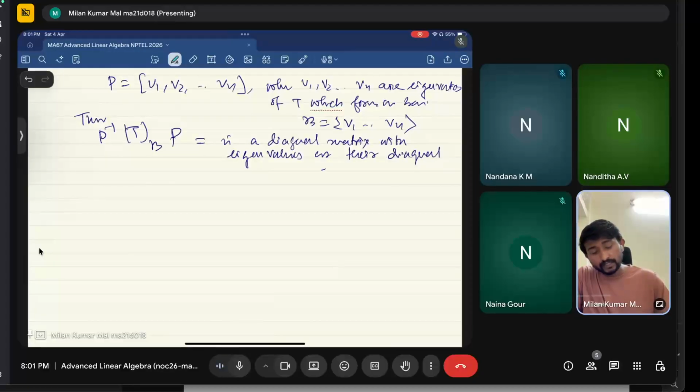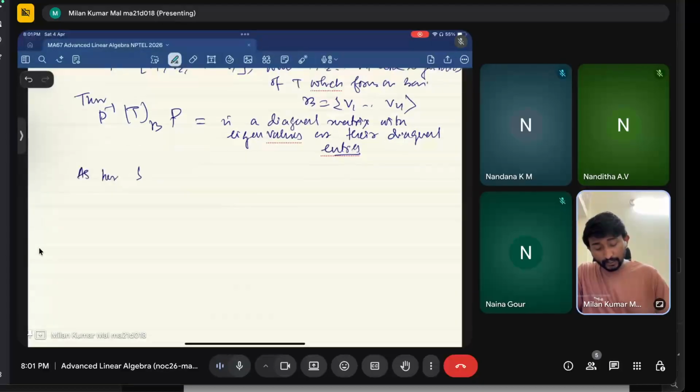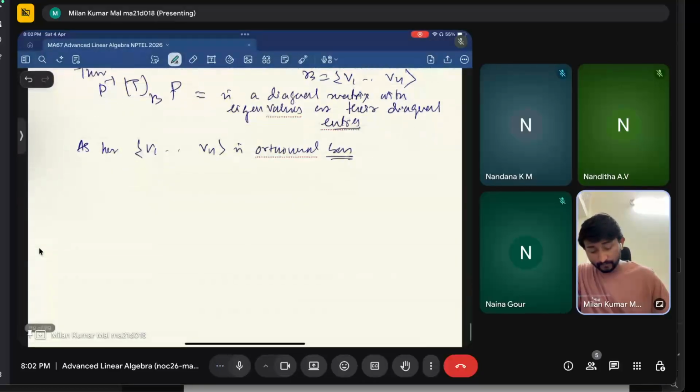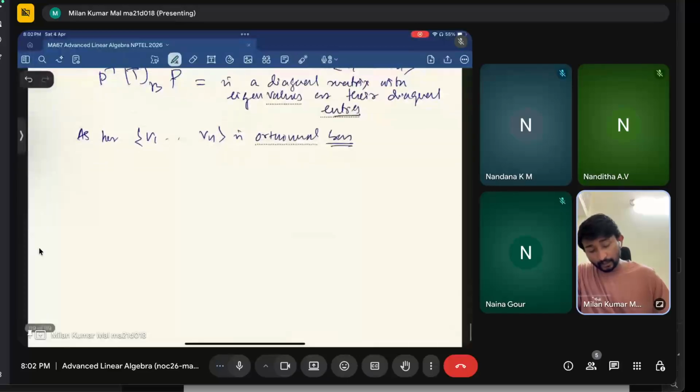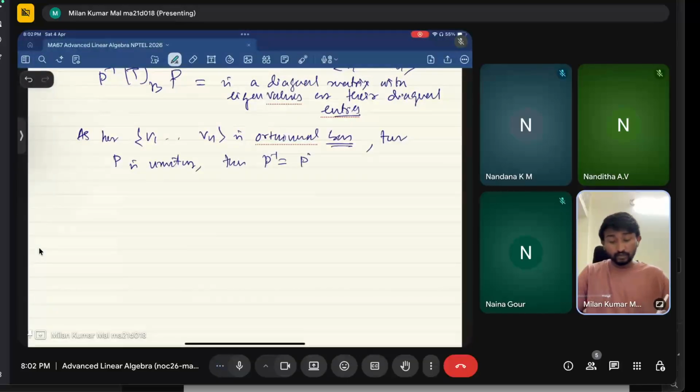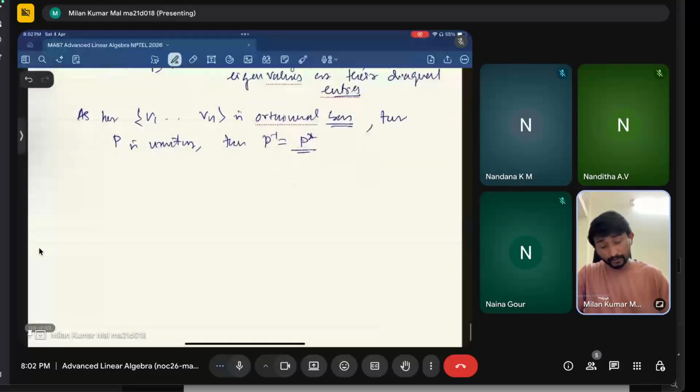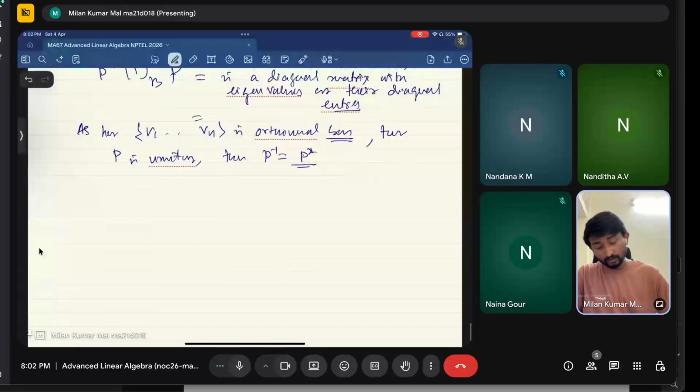This is coming very much from the standard thing that whenever T is diagonalizable, that diagonalization process follows. But as here V1, V2, ..., Vn is an orthonormal basis, because this is not only an eigenvector set but an orthonormal eigenvector set, P is unitary. Then P inverse is actually P star.